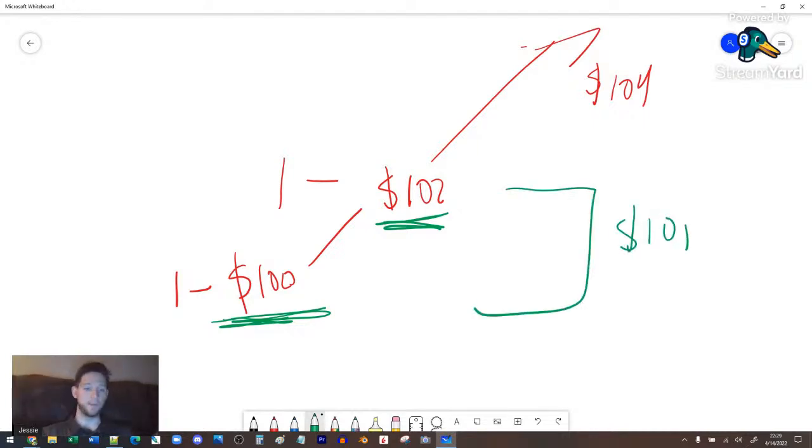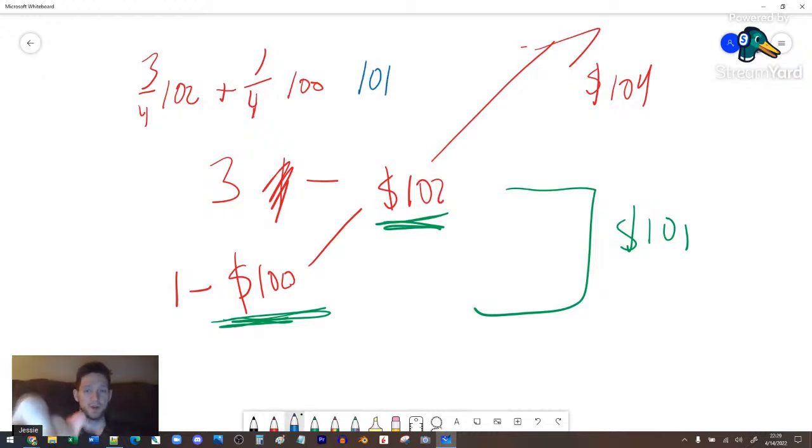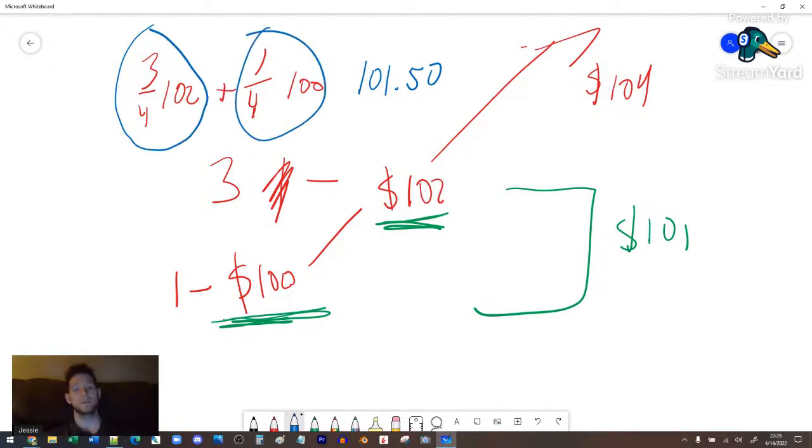Pretty straightforward, right? It gets a little bit more complicated if you make multiple purchases. For example, if you bought three shares at $102. And then what you would do is you'd say three out of the four shares were purchased at $102, and one out of the four shares was purchased at $100. So your cost basis is now $101.50 because you do 3/4 times 102 plus 1/4 times 100. Okay, so that's cost basis.